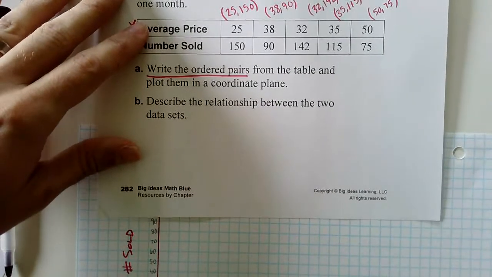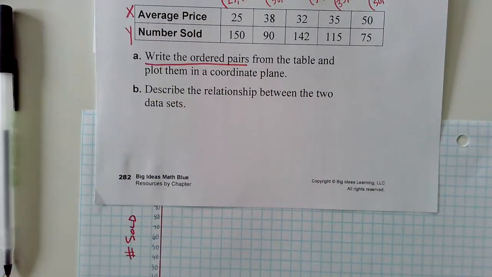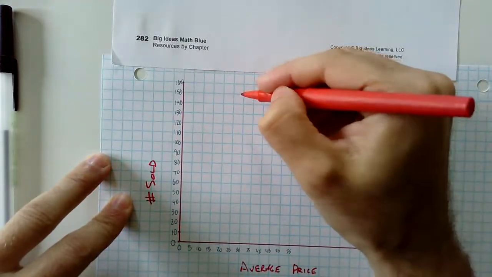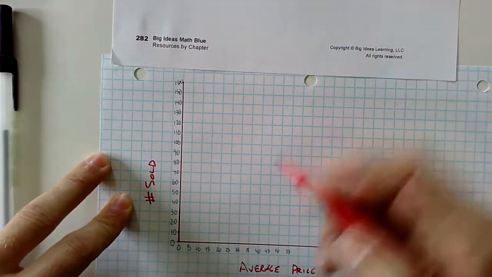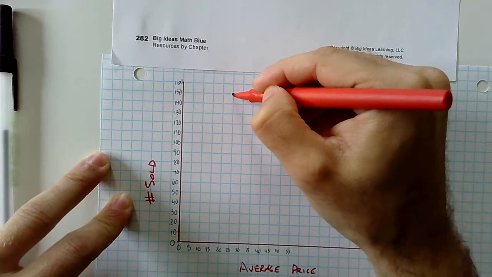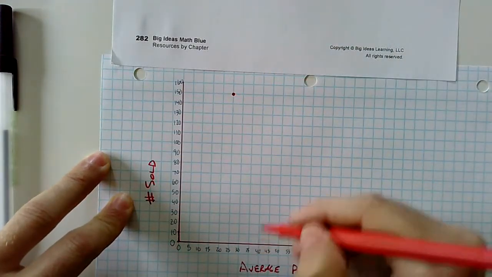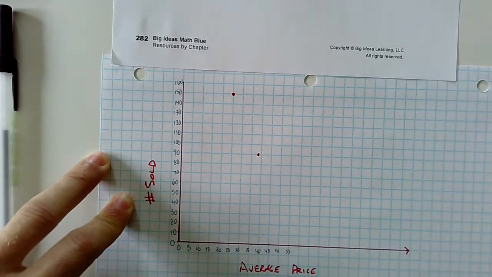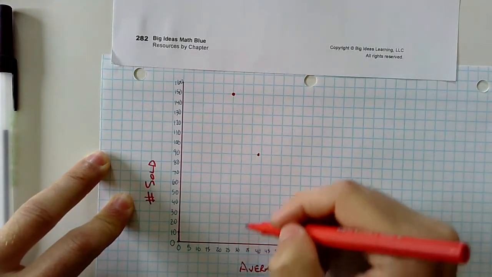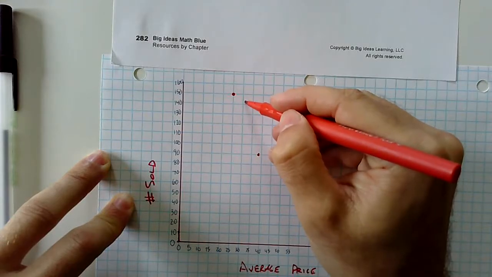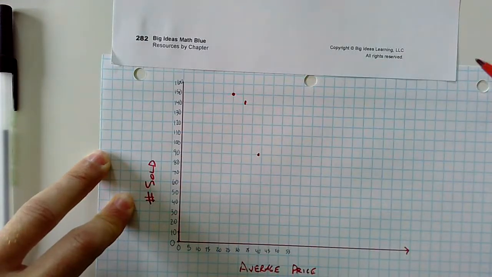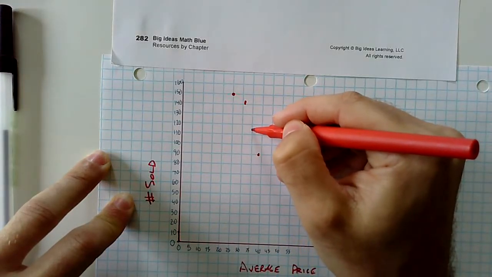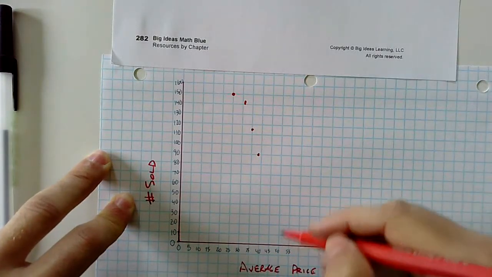So we have the point 25, 150. 25, 150, 38, 90. And I'm going to do this quickly because I know we are awesome at plotting points. 32, 142. So 32, 142. 35, 115. And 50, 75.